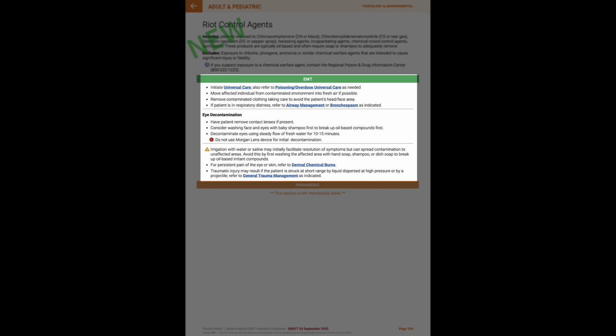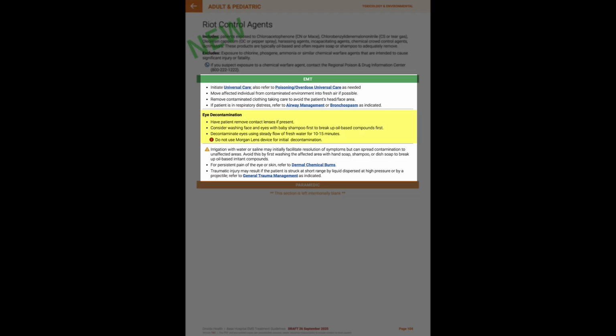All of the assessment and treatment steps included in this guideline fall under an EMT scope of practice and begin with removing the patient from the contaminated environment and initiating universal care. Once the patient is in fresh air, remove contaminated clothing, especially being careful around the face and head. Address any respiratory or breathing concerns first as needed.